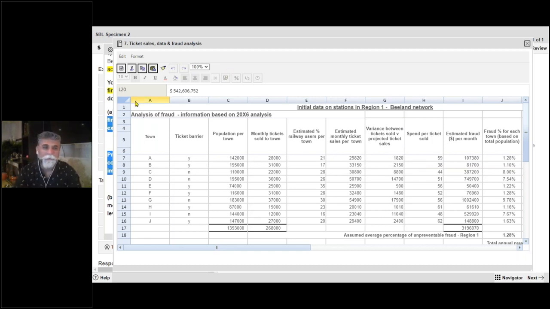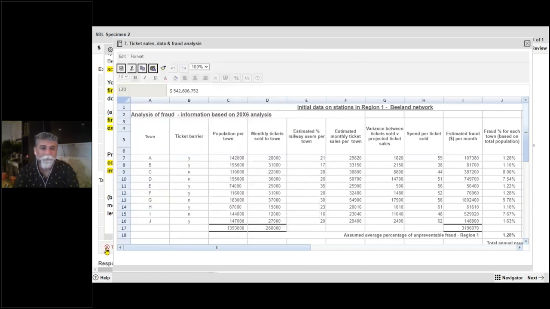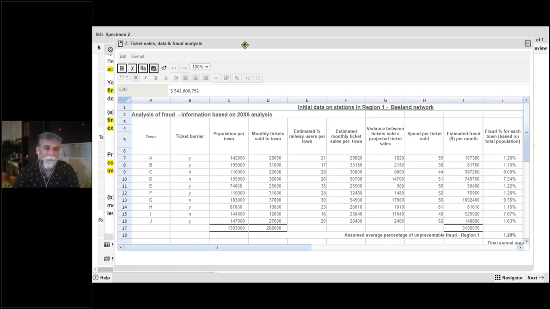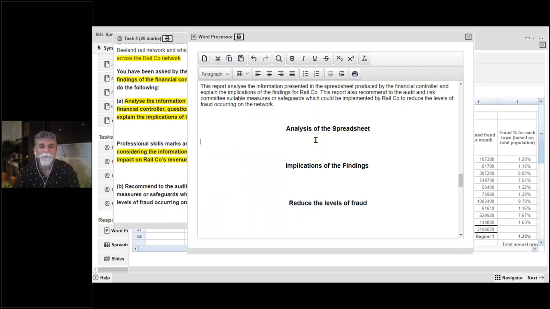So before we start, let me read the requirement. Analyze the information presented in the spreadsheet produced by the financial controller, questioning any assumptions he may have made, and explain the implications of the findings. 8 plus 2, 10 marks, which means 5 points. Okay, for 10 marks, analyze. Okay, where's my Word document? Here. So analyze the spreadsheet.